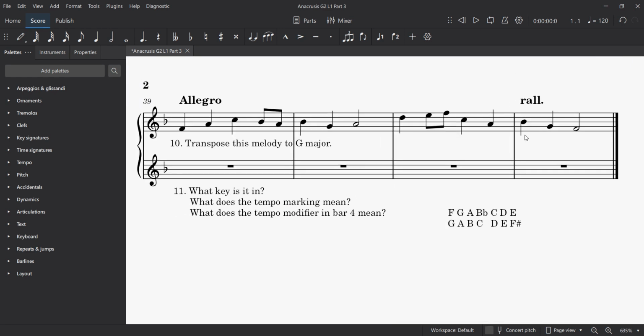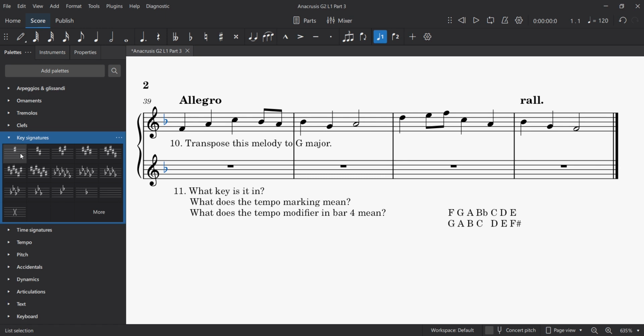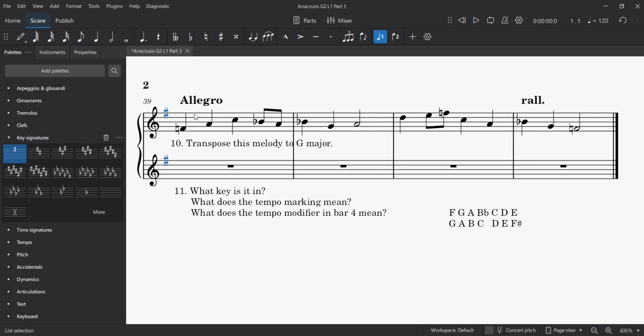So let's transpose this into G major. I'm going to just change the key signature here. Now, it's all messed up, so don't worry. Let's go through it individually. So, F corresponds to G, so let's move it up to G. This A here corresponds to a B, so let's also move it up. This C corresponds to D. This B flat corresponds to C here. This A corresponds to a B. All right, so that's the first bar done.